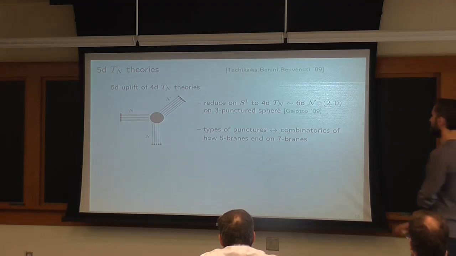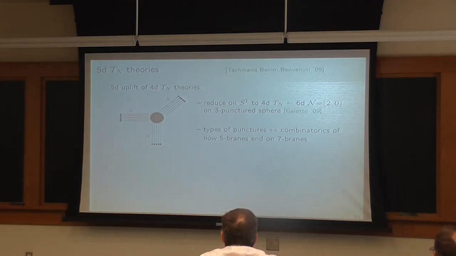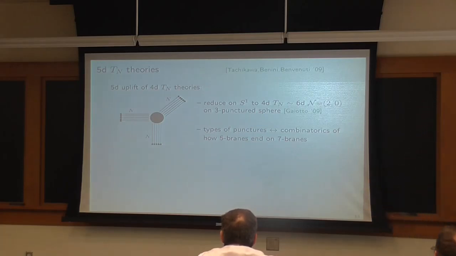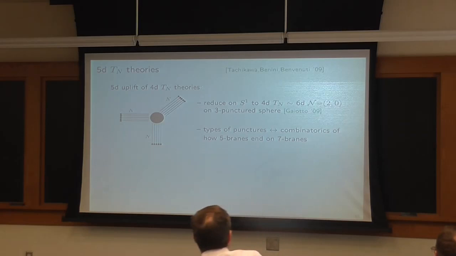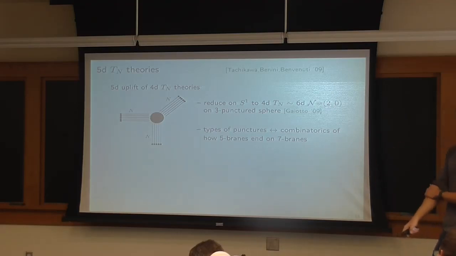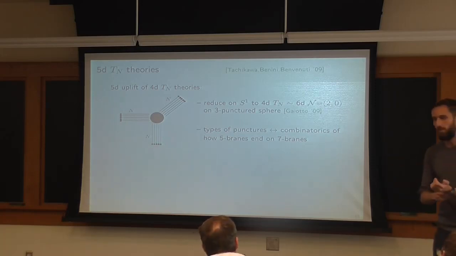And those are the ones which are actually interesting because if you reduce them on an S1, so now we're compactifying from 5D to 4D, you get these class S theories, which I tried to advertise initially, which you can also get from compactifying a 6D theory on a Riemann surface with punctures. So here we have a 5D perspective on this particular class of 4-dimensional theories. And the types of punctures which you can have on the Riemann surface translate now to this combinatoric data, to how I terminate the 5-branes on 7-branes. So this would be exactly your ballpark.